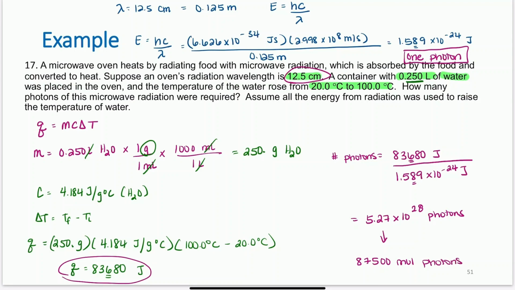It's a lot of photons. Photons are really, really small. Plus, it does take a little bit of energy to raise water from 20 degrees C to boiling. Hope this helps.